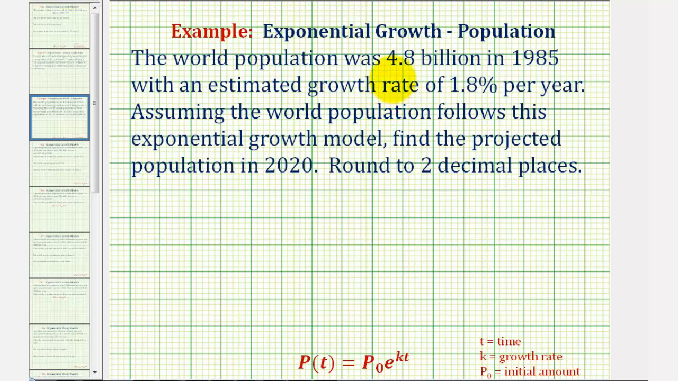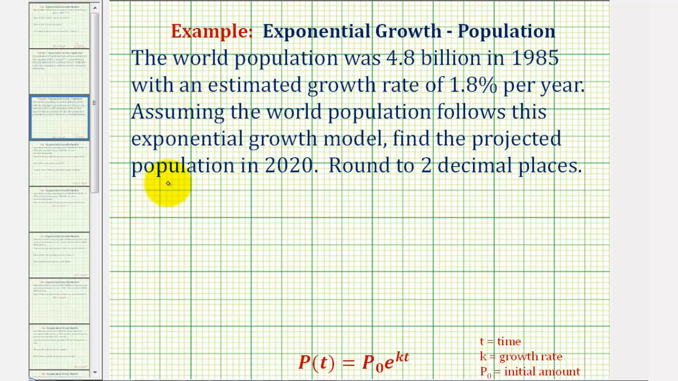So to solve this problem, we'll use the exponential function given here, P of t equals P sub 0 times e raised to the power of k times t, where P of t would be the population after t years, P sub 0 would be the starting or initial population, k would be the annual growth rate expressed as a decimal, and t would be the time in years.